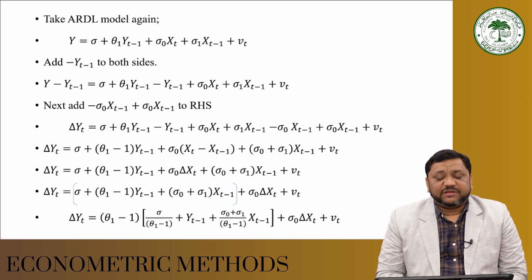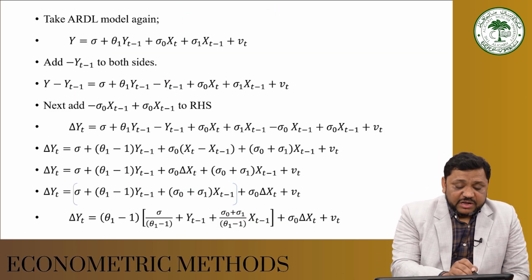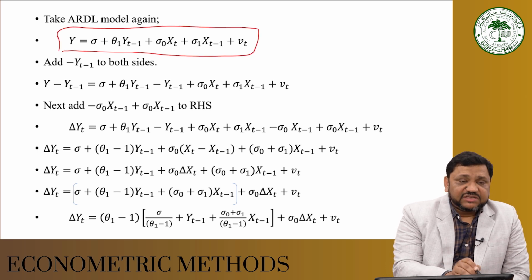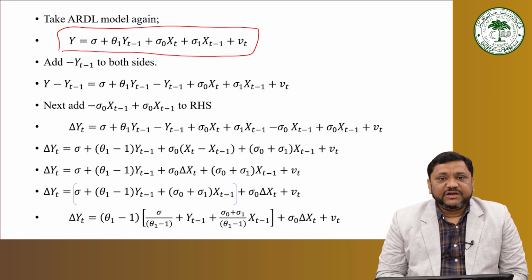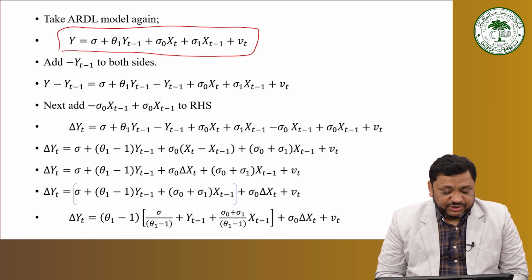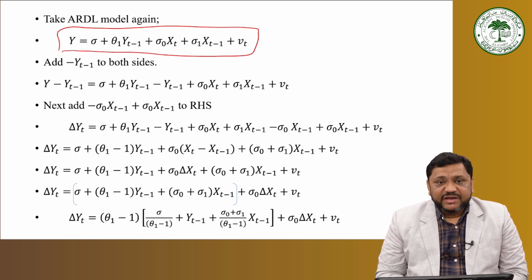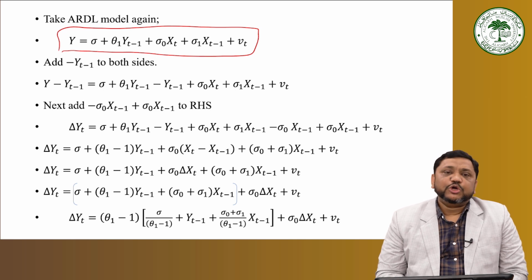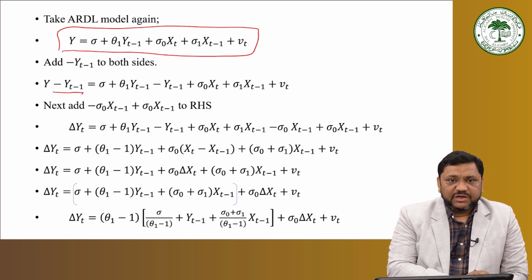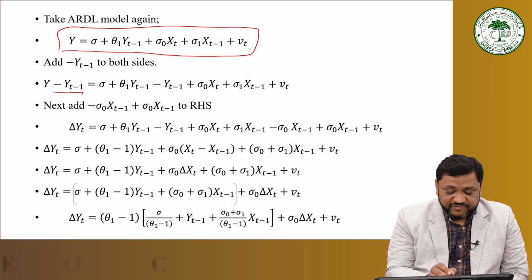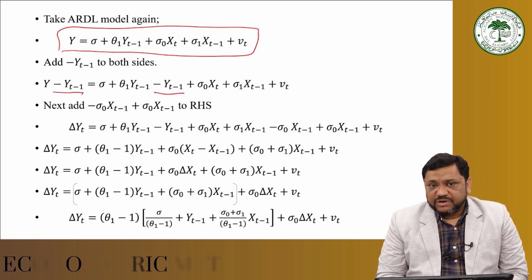Now we again consider the ARDL model which we had started with, that is y_t is equal to sigma plus theta 1 y_(t-1) plus sigma 0 x_t plus sigma 1 x_(t-1) plus v_t. Now we do some algebraic manipulation, that is we add minus y_(t-1) to both the right hand and the left hand side. So we have added this term minus y_(t-1) to the left hand side and also to the right hand side.